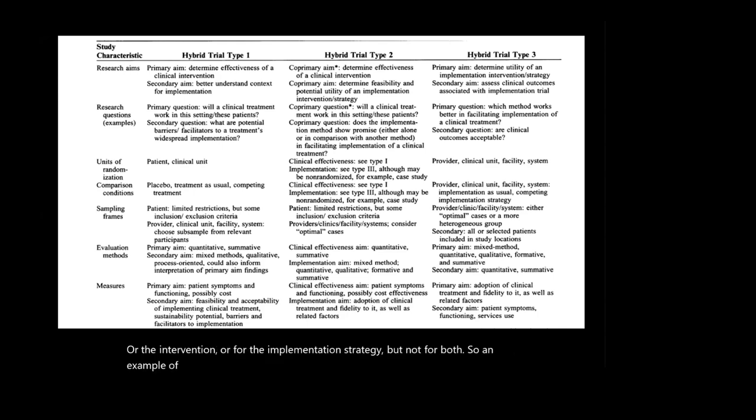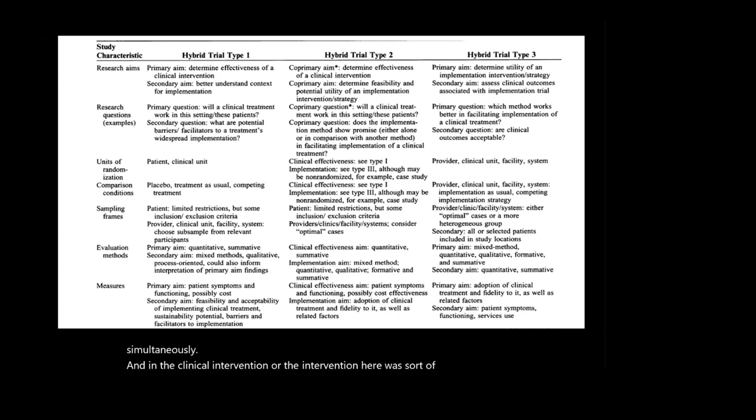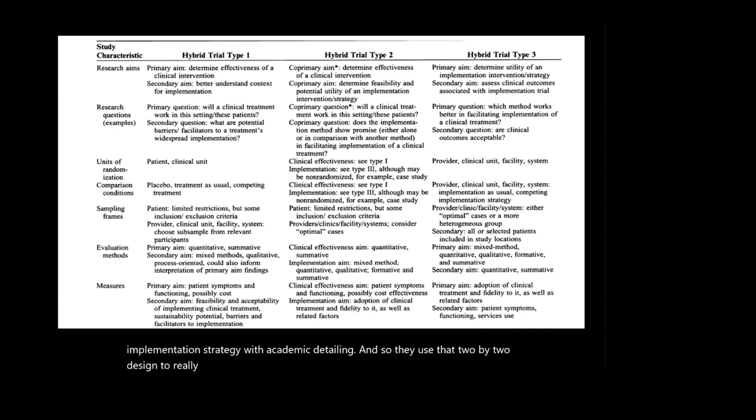So an example of a hybrid two trial that does use a factorial design is one called the Healthy Bones study. There were both patient-directed interventions as well as physician-directed strategies for fracture prevention that were tested simultaneously. The clinical intervention here was patient education, and the implementation strategy was academic detailing. And so they used that 2x2 design to randomize both patients and clinicians into these two different kinds of conditions in the same study. But again, that sort of 2x2 factorial randomized trial design is pretty uncommon. Usually randomization is either for the intervention or for the strategy, but not both. And I can get into some of the details about that in a few minutes as we go further.